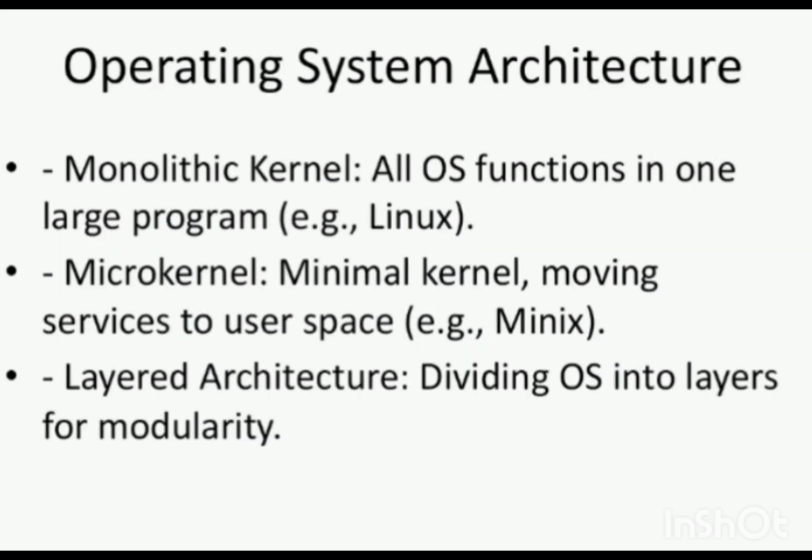Next, operating system architecture. Monolithic kernel: all OS functions in one large program, for example Linux. Microkernel: a minimal kernel moving servers to user space. Layered architecture: dividing the OS into layers for modularity.